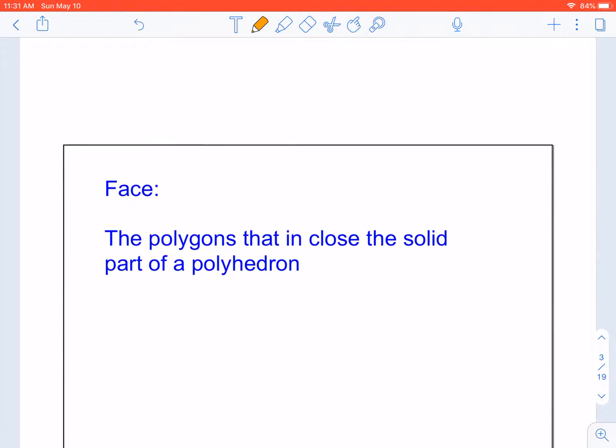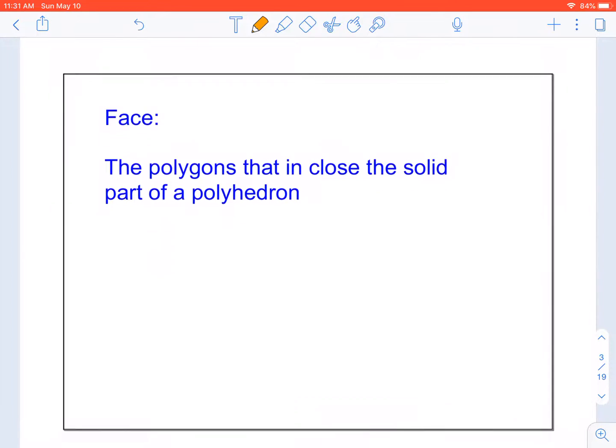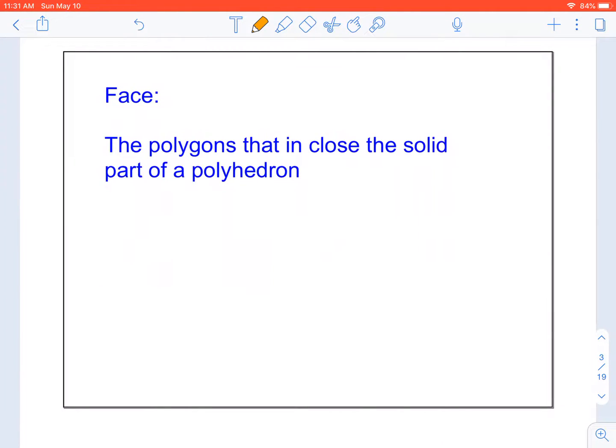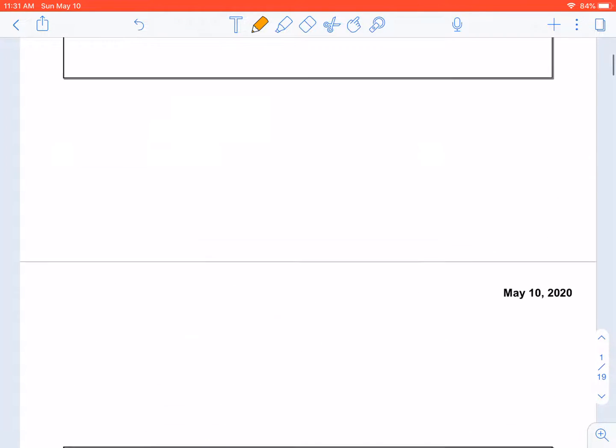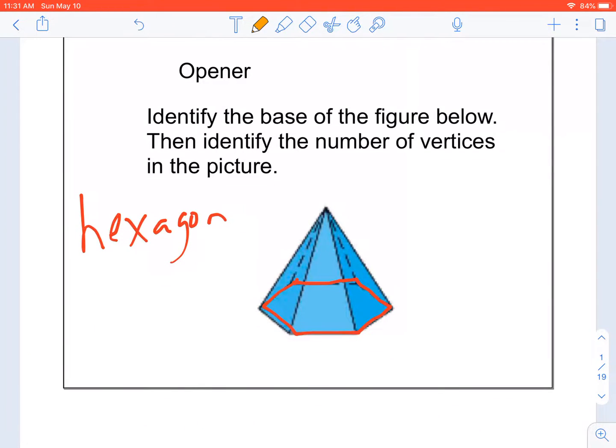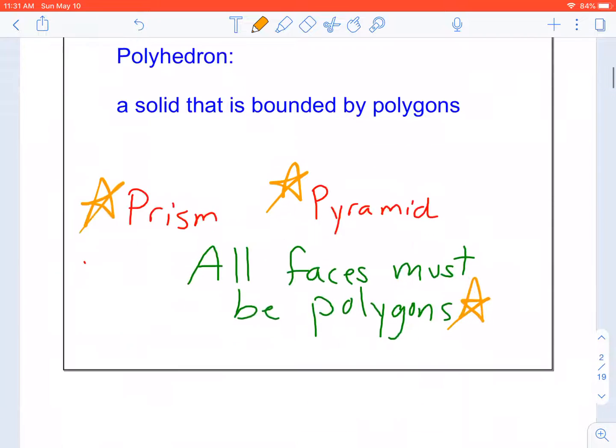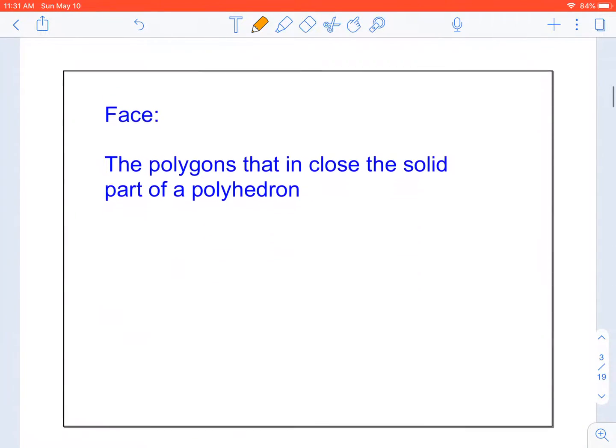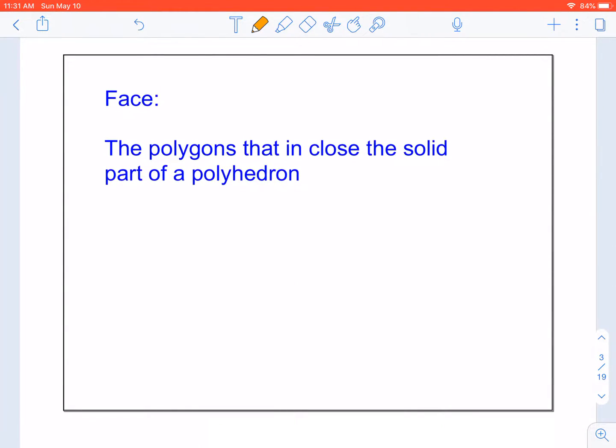That face, it's what essentially some people like to call a side. But there's some confusion when you use that word side, whether you're talking about that crease or whether you're talking about one of the polygons that make up that polyhedron. So we determined a face is each of those polygons. So in your opener, your faces were all of the triangles coming around the side, and then that hexagon on the bottom. Those were all of your faces that we're going to talk about. So your faces are the polygons that enclose the solid part of your polyhedron.